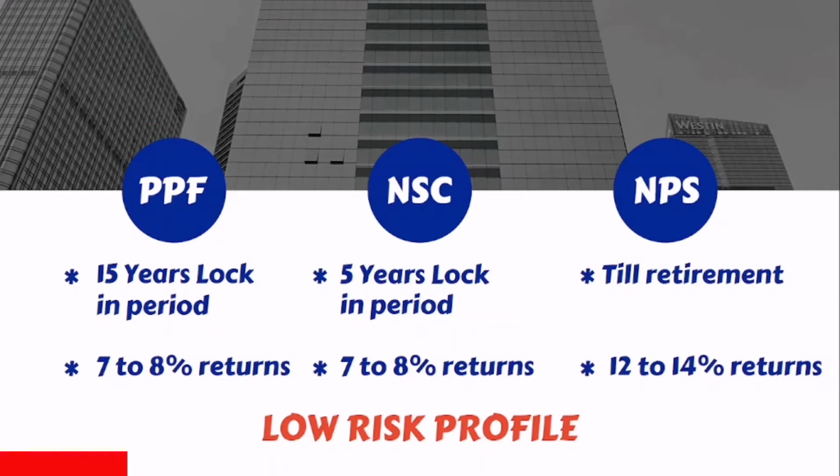As you can see, PPF has a lock-in period of 15 years, and if you invest in PPF you can easily get 7 to 8% returns with very low risk. NSC has a lock-in period of 5 years, and there also you can easily get returns of 7 to 8% with very minimum risk. And NPS has a lock-in period till retirement, and you can get much better returns, like 12 to 14%, if you opt for NPS. So these are some of the other options rather than going for ELSS.